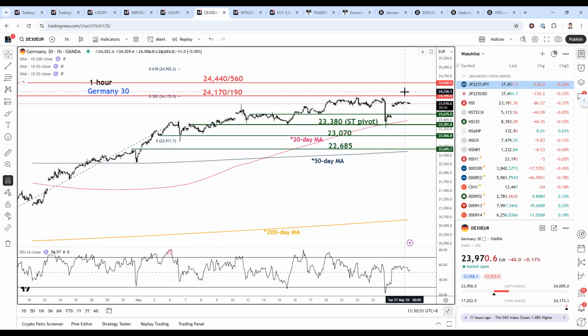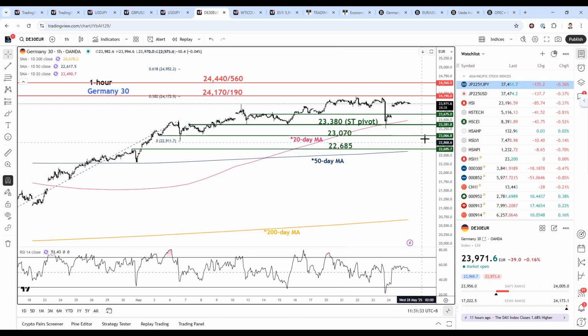Next resistance level to watch after 24,190, pardon me, will be 24,440 slash 24,560. Only a sudden push down and hourly close below 23,380 would turn the tables back to the bears again, to see another round of corrective decline sequence, exposing the next near-term support level at 23,070, and if this level can't hold, potentially you may see it dipping further towards 22,685, which corresponds to the 50-day moving average as well.